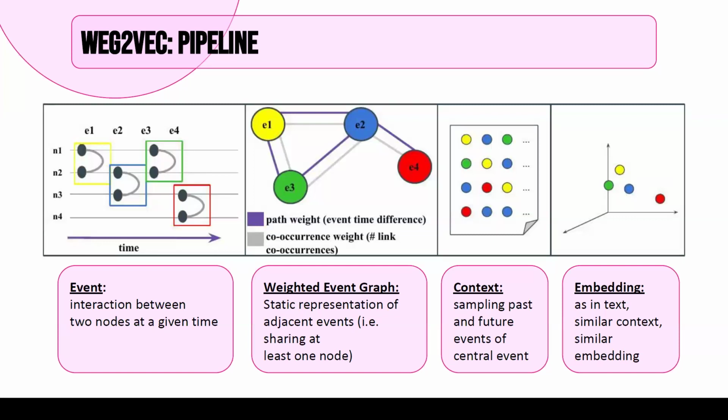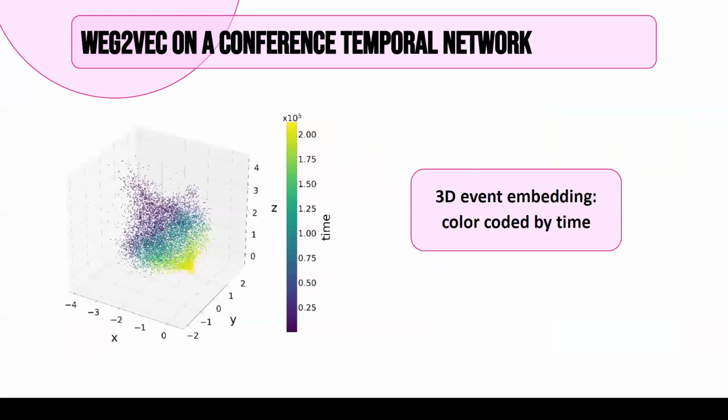So I don't know if you're familiar with word embedding, but we simply sample every event in our static representation, and we sample it with past and future events, and we rely on the learning of the word-to-back as in text. Events that have a similar context will have also a closer distance in the embedding. And so following this process, we arrive to a representation of the temporal network such as shown in this plot.